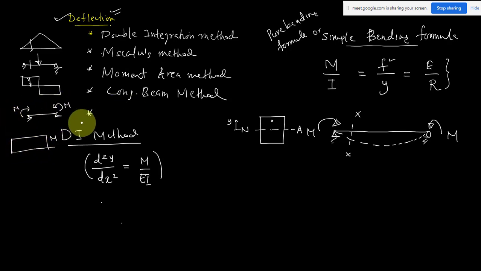So if moment is uniform, your shear force will be 0, because the shear force is the first derivative of your moment. So moment is constant, the derivative dM by dx equals 0. The shear force diagram will be like this, 0 throughout the entire span of the beam. The shear force will be 0, there will be only moment.